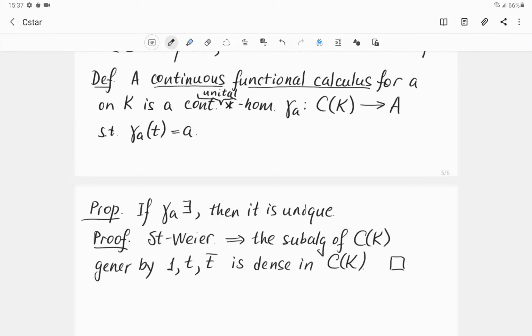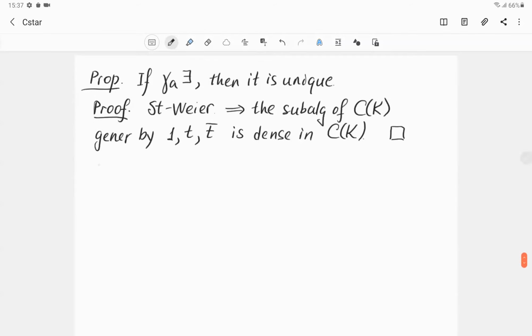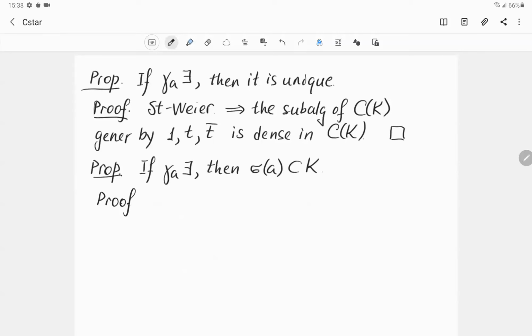Okay, now how about the existence of the functional calculus? We have the following simple necessary condition. If gamma exists, then the spectrum of A is contained in K. Well, the proof is also very easy because we know that each unital homomorphism doesn't increase the spectrum. So sigma of A, so A is gamma of t, should be contained in the spectrum of t when we consider t as an element of the algebra C of K. But this is exactly K, because t is just the inclusion of K into the complex plane. This is the coordinate function on K.